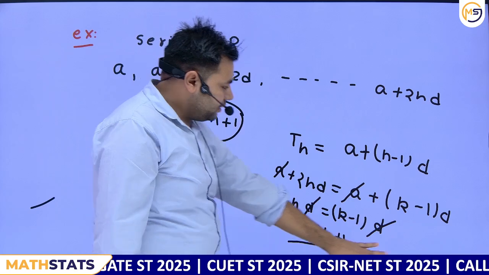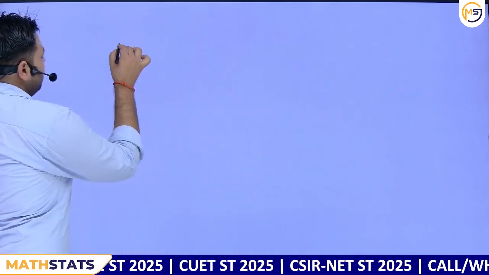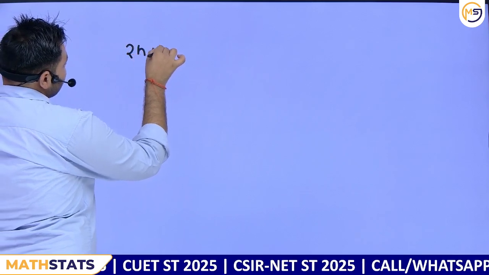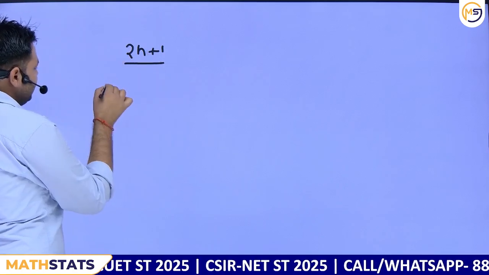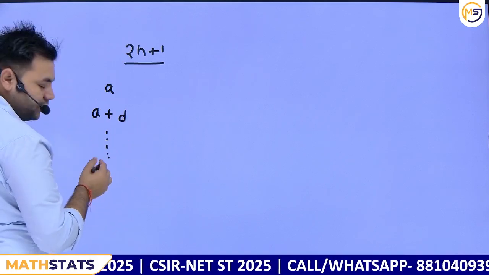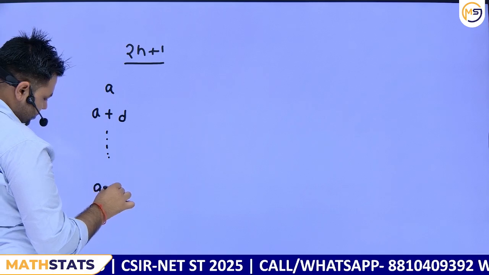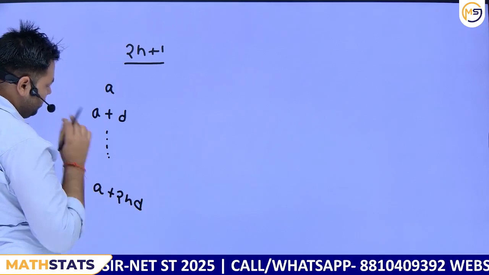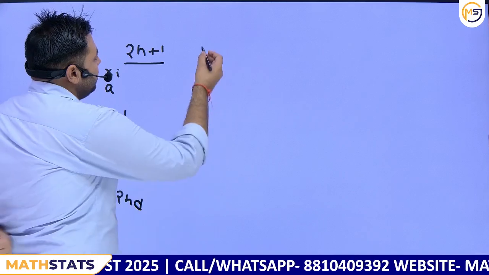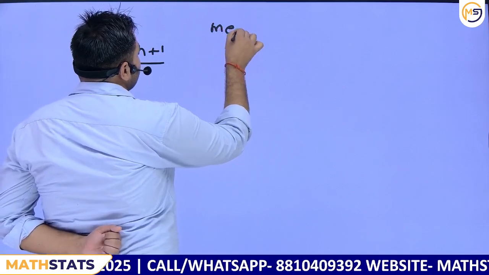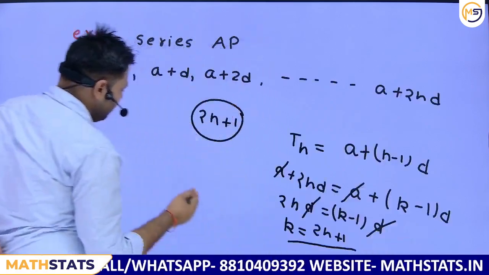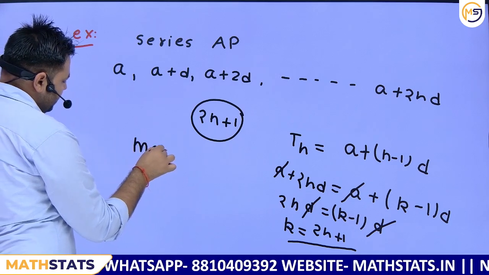So here there are 2n plus 1 terms. Now my series is A plus D, and so on, up to A plus 2nD. Now this is xi. So first, what is the mean of this series? Anyone? First calculate the mean here. What is the mean of this series?